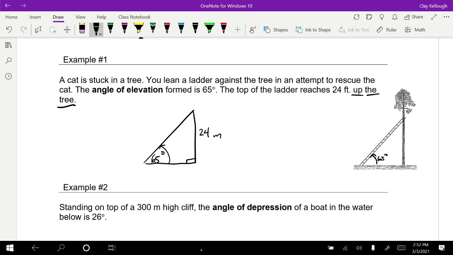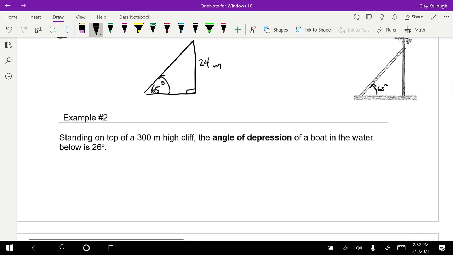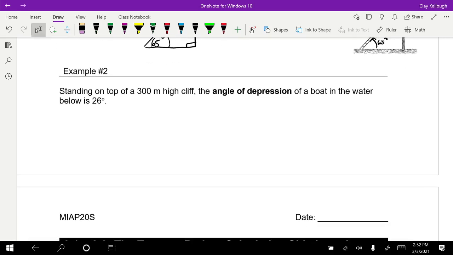Right? Okay, example 2. Standing on top of a 300-meter cliff, the angle of depression of a boat in the water below is 26 degrees. So I would draw a cliff. I draw me standing on the cliff. Ooh, I'm standing on a cliff. And there's water underneath. And it's shark infested. You can have a lot of fun with these. And there is a, what am I drawing? A boat in the water. There you go. Boat on the water.